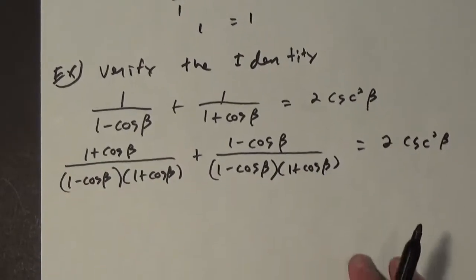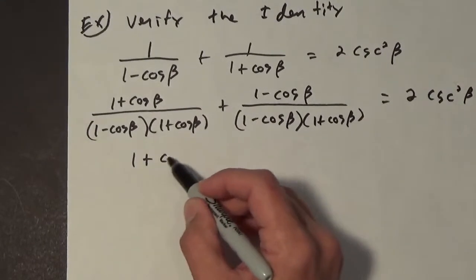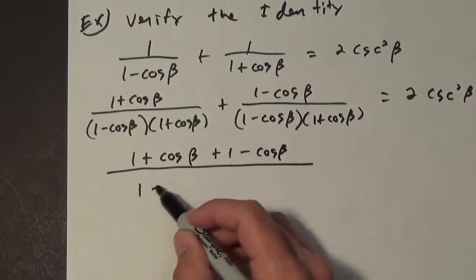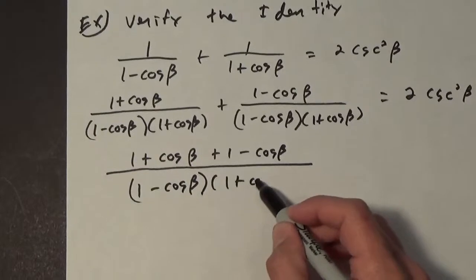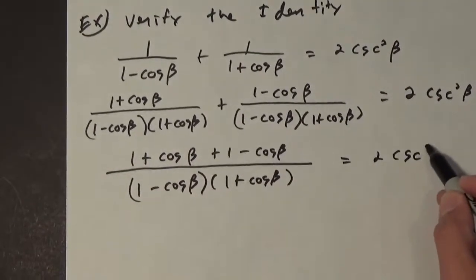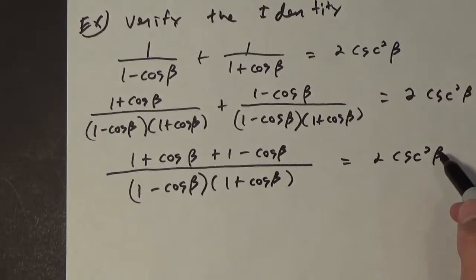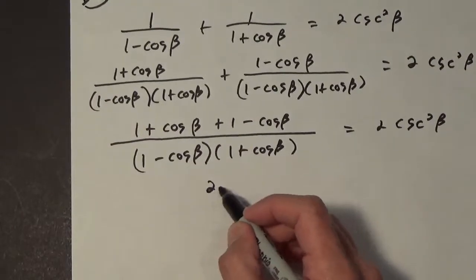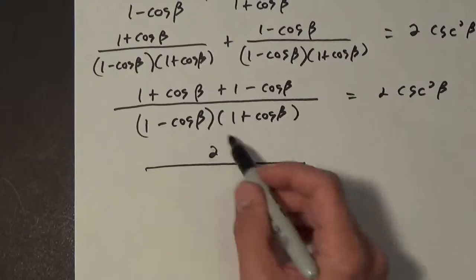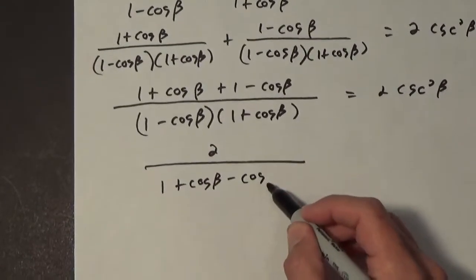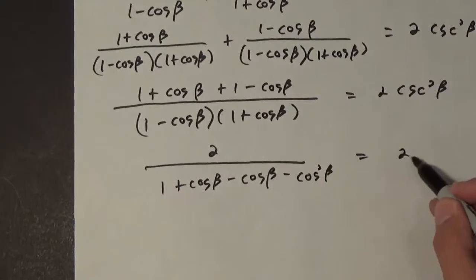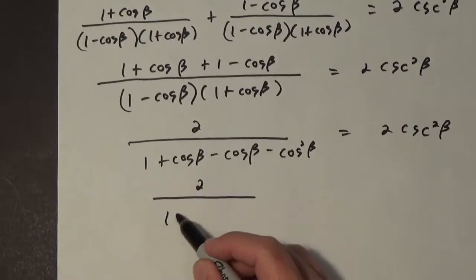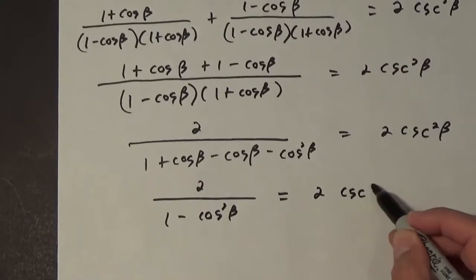Now that we have a common denominator, we can combine them. So we get 1 plus the cosine of beta plus 1 minus the cosine of beta all over 1 minus the cosine of beta times 1 plus the cosine of beta. Looking at this, these cosines cancel out, and 1 plus 1 is 2, so we get 2. And why don't we go ahead and multiply these together? So we get 1 plus cosine of beta minus cosine of beta minus cosine squared of beta. These cosines cancel out, so we get 2 over 1 minus the cosine squared of beta equals 2 cosecant squared of beta.